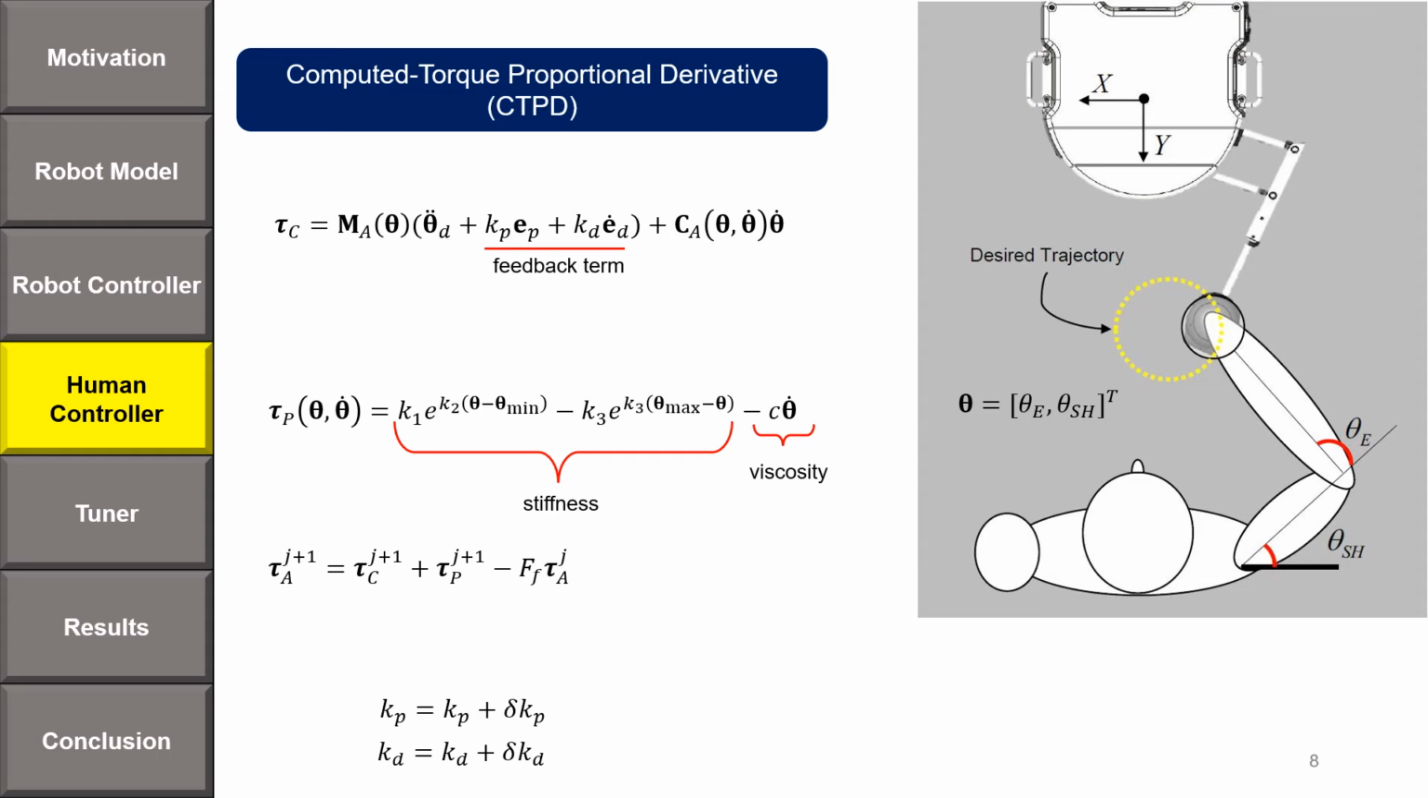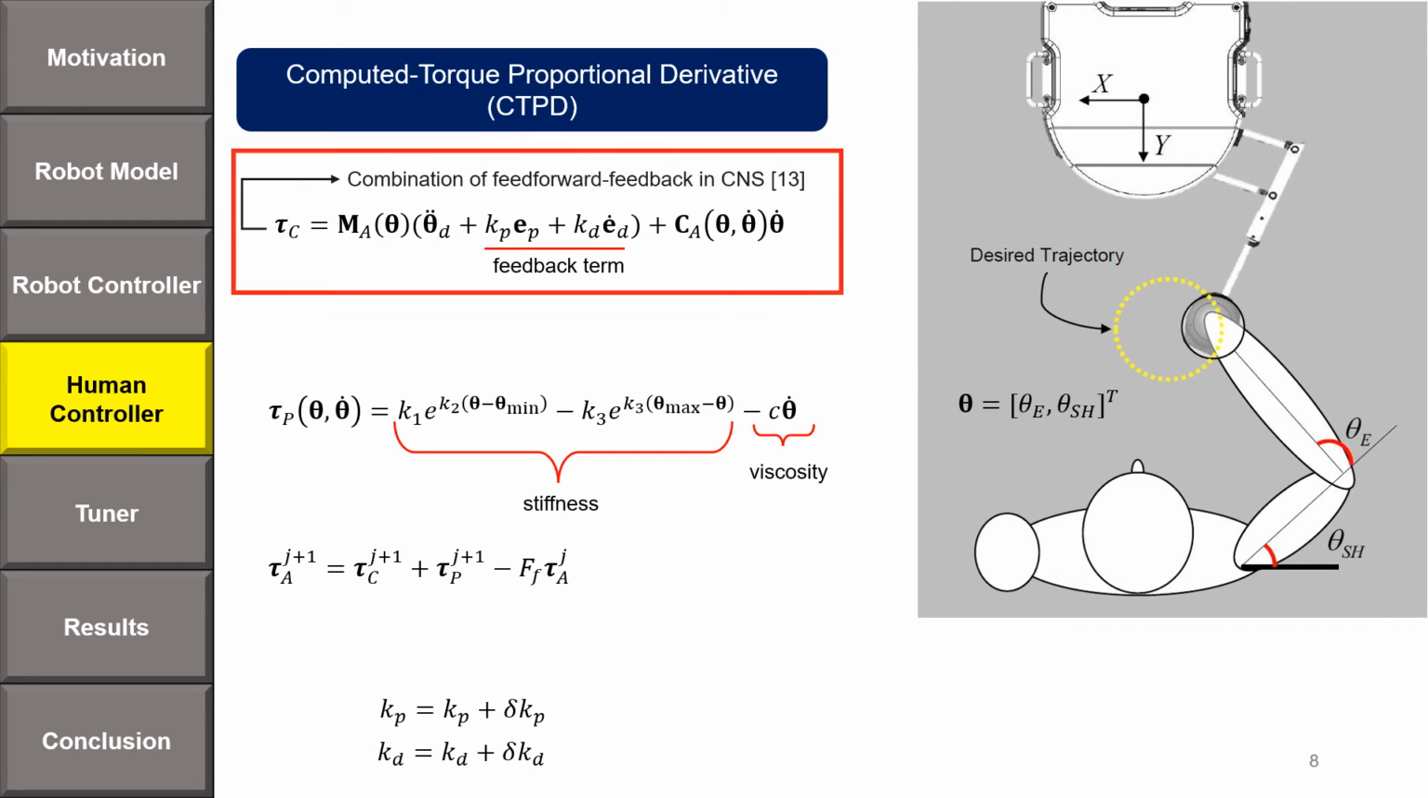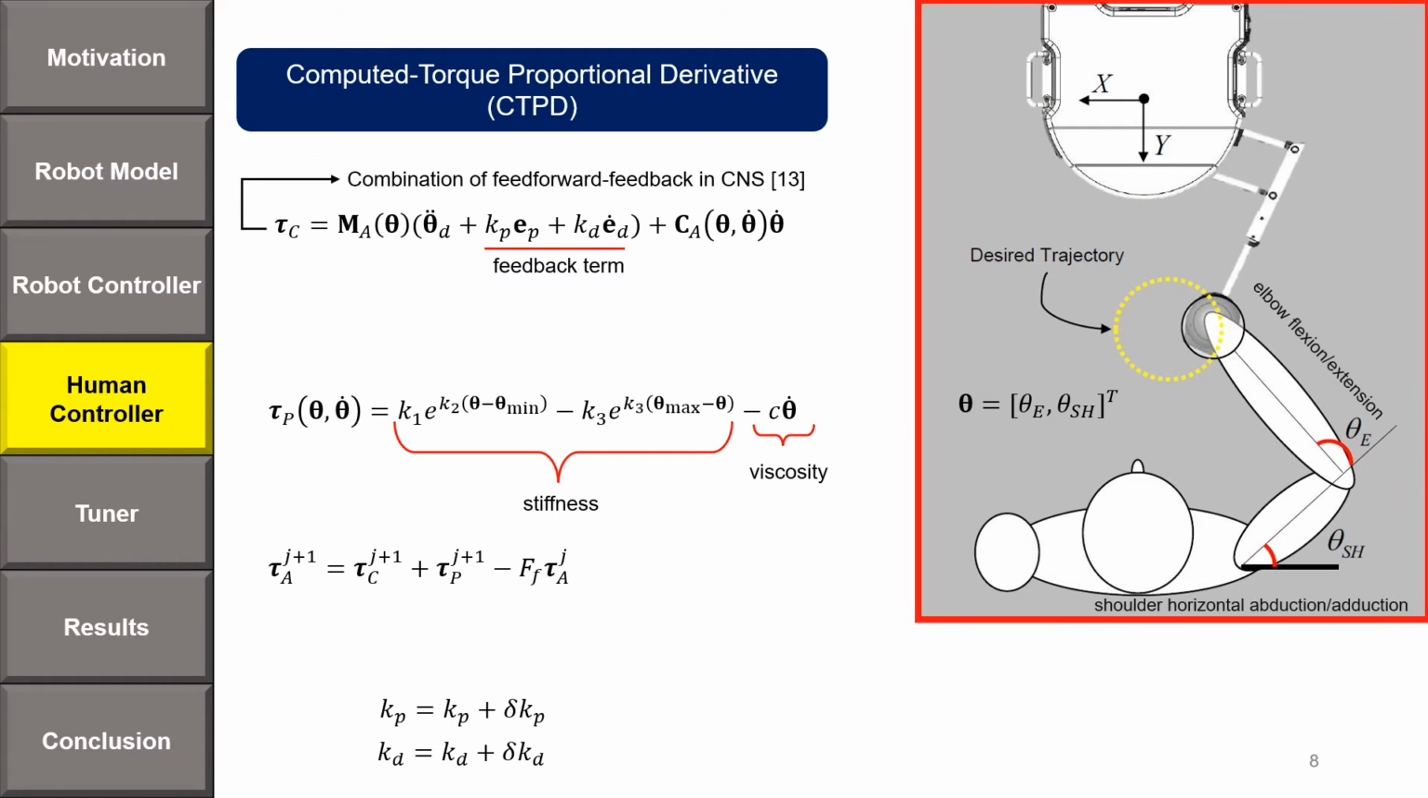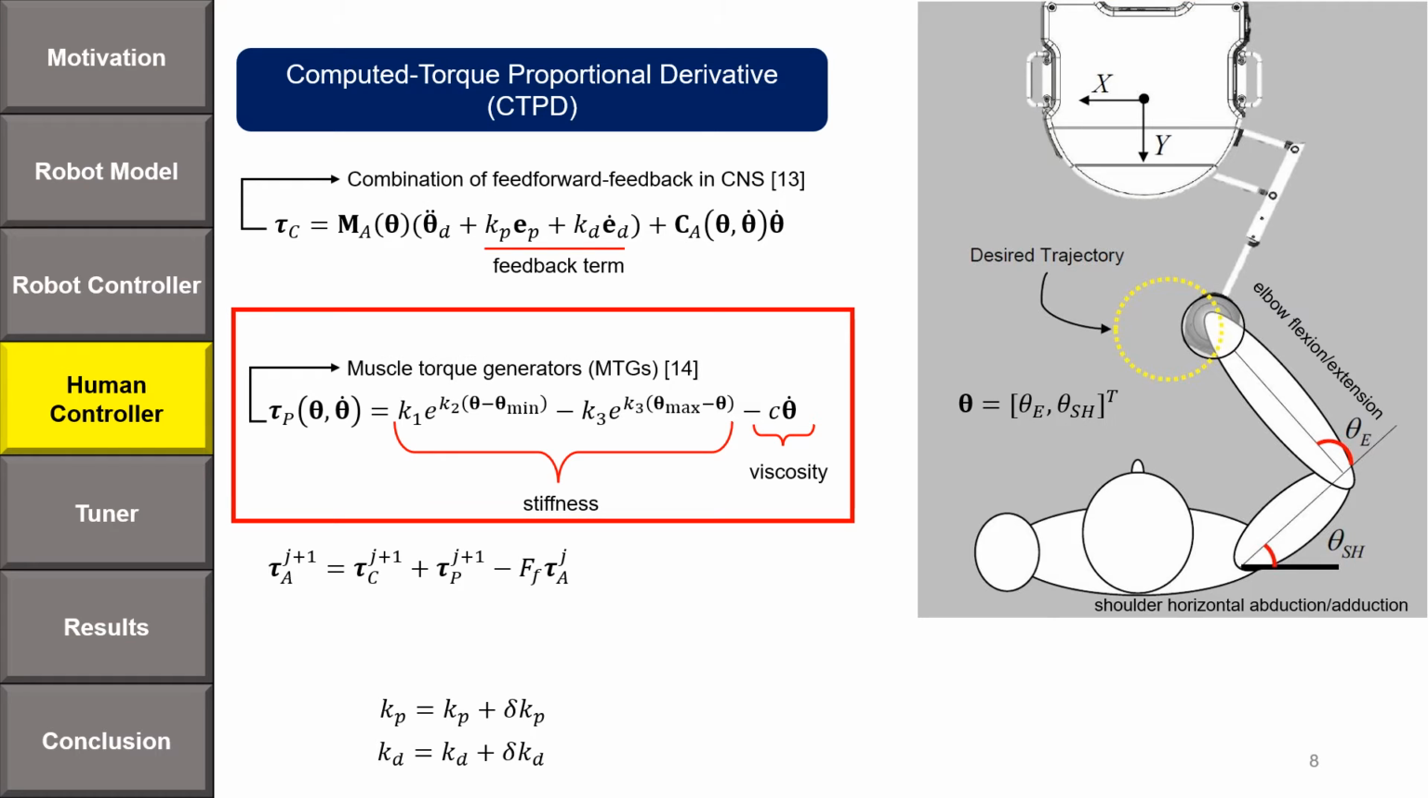In contrast to previous studies that considered a generic disturbance like sinusoidal or impulse functions as the patient torque, in this research we formulated the central nervous system controller. We used a hierarchical computed torque PD controller to have a combination of feed-forward and feedback terms. We considered a 2 degrees of freedom planar model as the human arm with elbow flexion extension and shoulder horizontal abduction adduction. To consider the muscle stiffness and viscosity, we included the passive term of muscle torque generators.